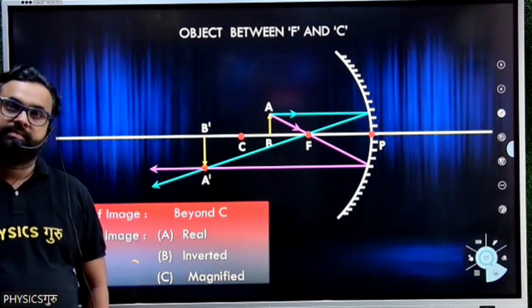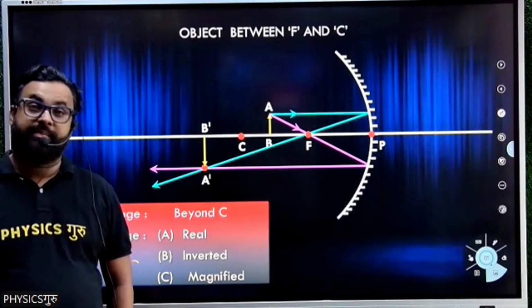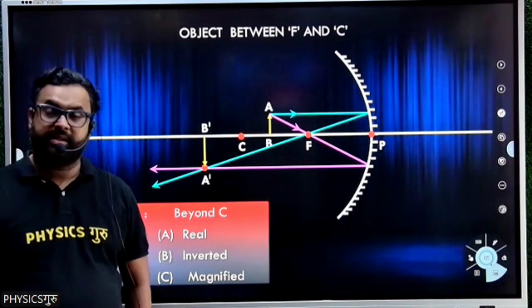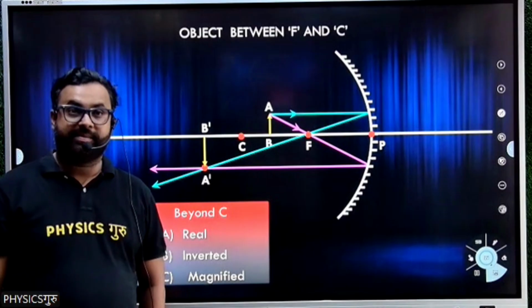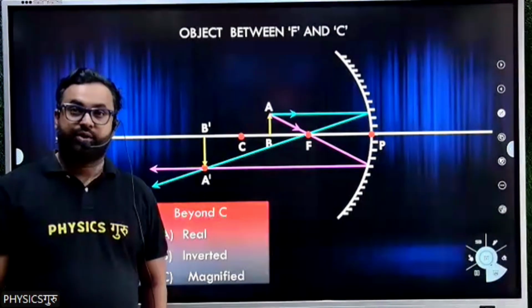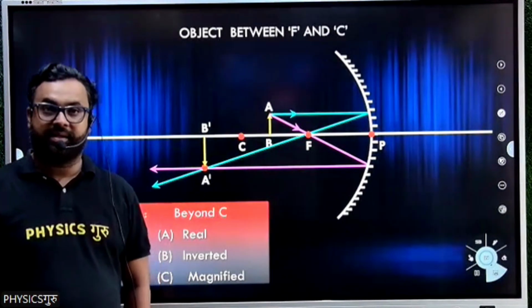Sir, in this I am getting it at C. It should be at beyond C, Krishna. Beyond C. See, in the exam you need to do the adjustment, right? Do as per your convenience. You need to do the adjustment. You should have a basic idea of where the image will form.